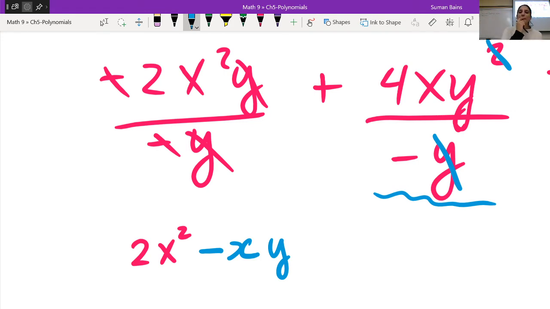Irina? Thank you. Yes, I would. I just forgot about it. Thank you for catching that. Good? So minus 4xy is what we would get.